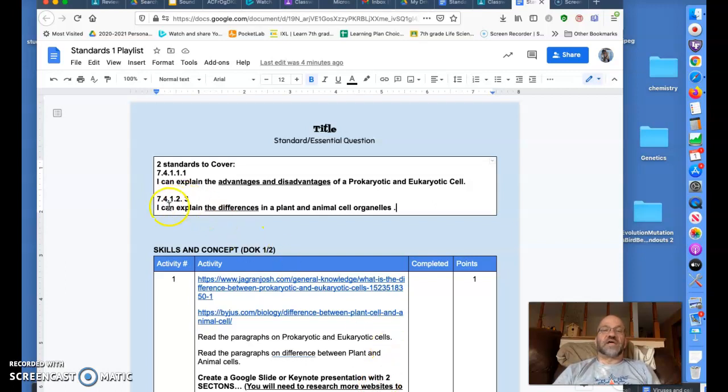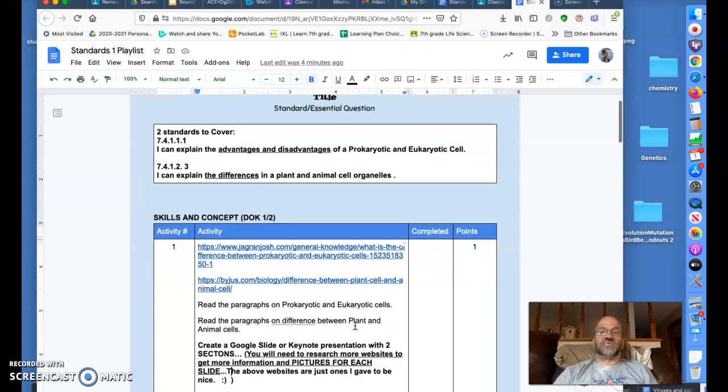Also, the other standard is I can explain the differences in plant and animal cell organelles. So I have questions laid out for you, so you can look them up and create your slideshow. I have two websites, one here and one here for you.